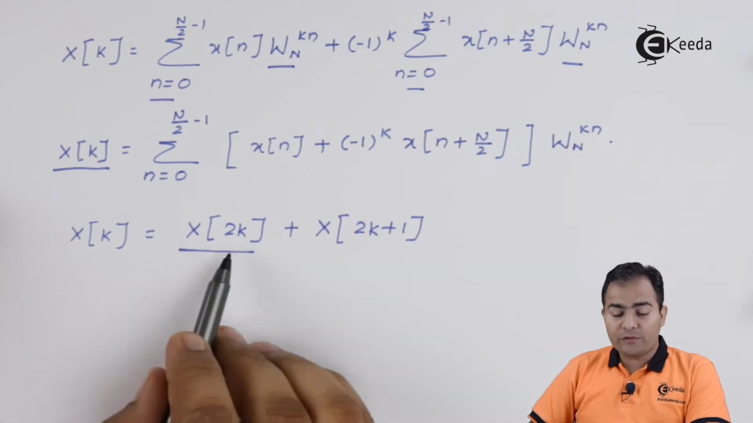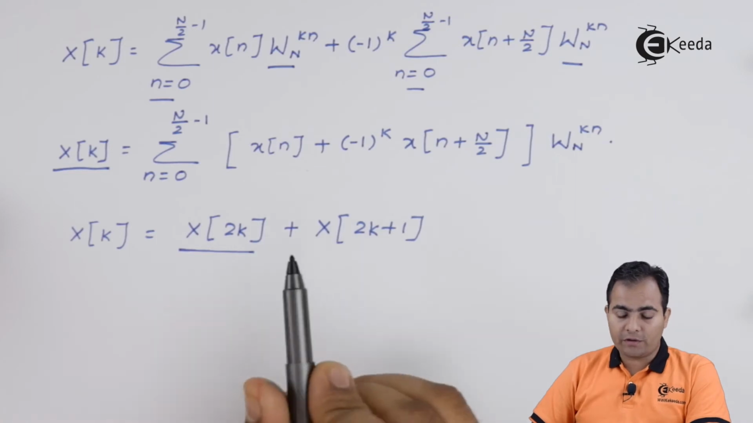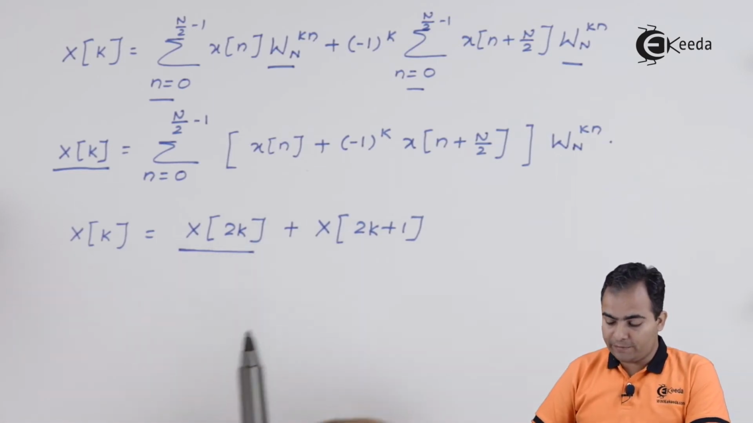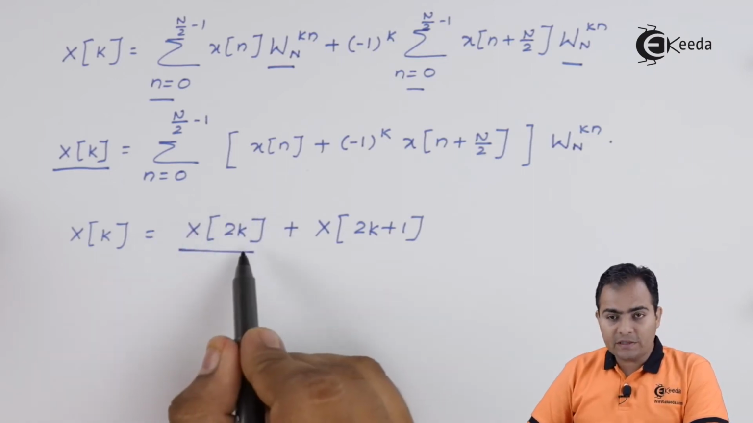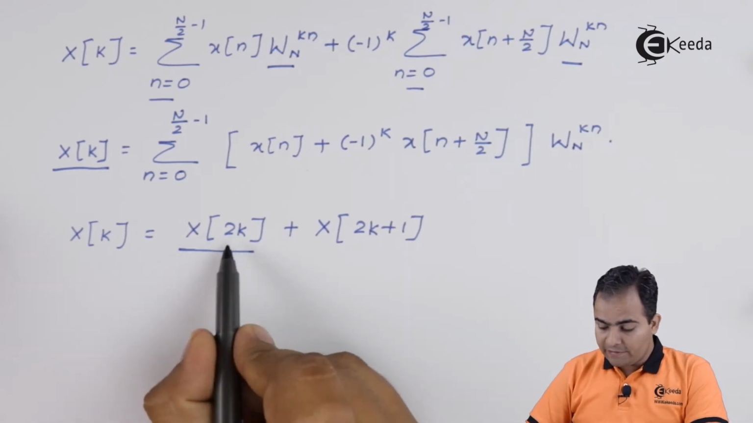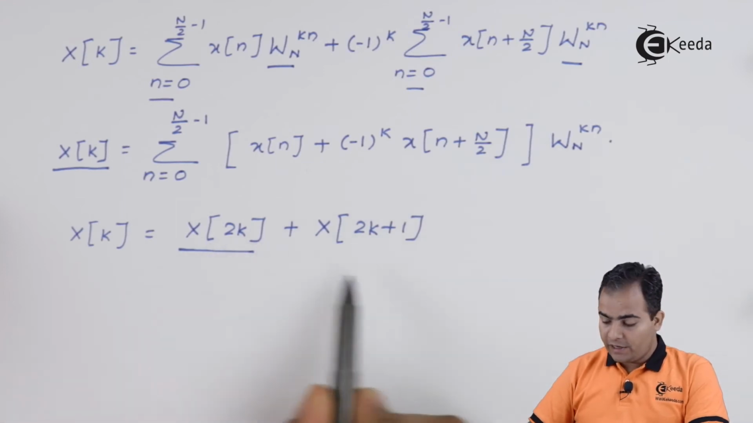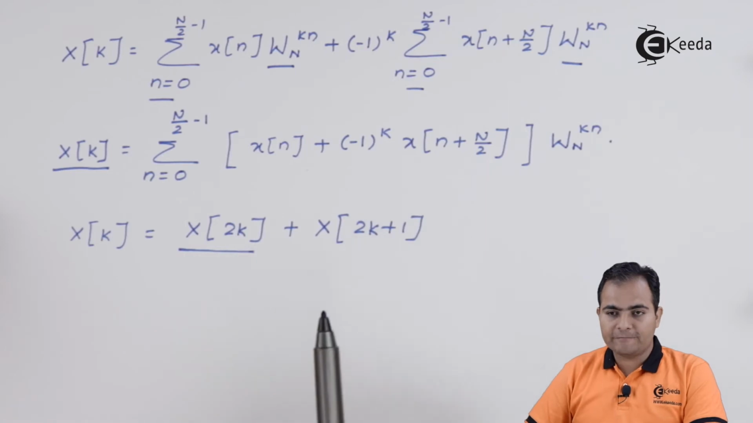now here x of 2k value is for even, whereas x of 2k plus 1 is for odd, which means x of k is a combination of odd samples as well as even samples. So first of all we will write the equation for even samples and then we will write the equation for odd samples. This means all the k values mentioned in this equation are replaced by 2k, and for odd samples all the k values are replaced by 2k plus 1.